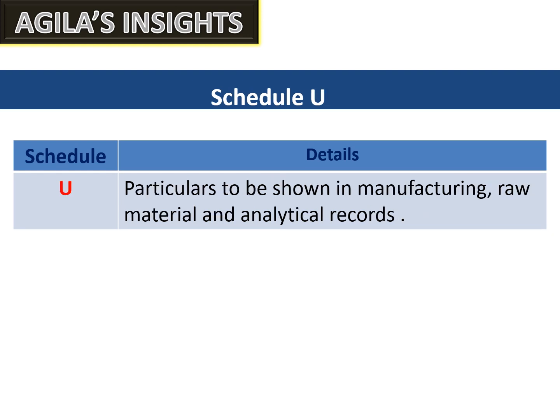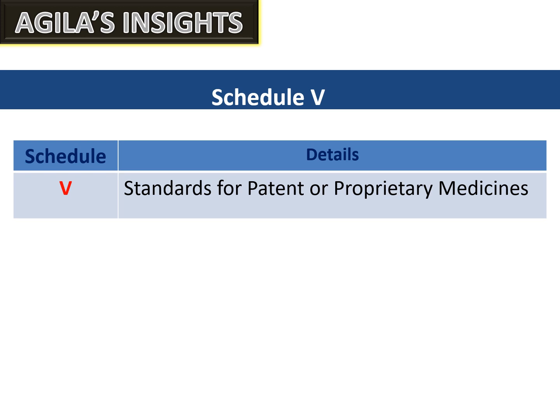Schedule U is about the particulars shown in the records. We have three parts in this. Part 1 is about the particulars written in manufacturing records like substances other than parenteral preparations in general and separately for parenteral preparations. Number 2 is for records of raw materials which are used in the preparations. 3 is about particulars to be written in the analytical records. Schedule V is about the standards for patent or proprietary medicines.